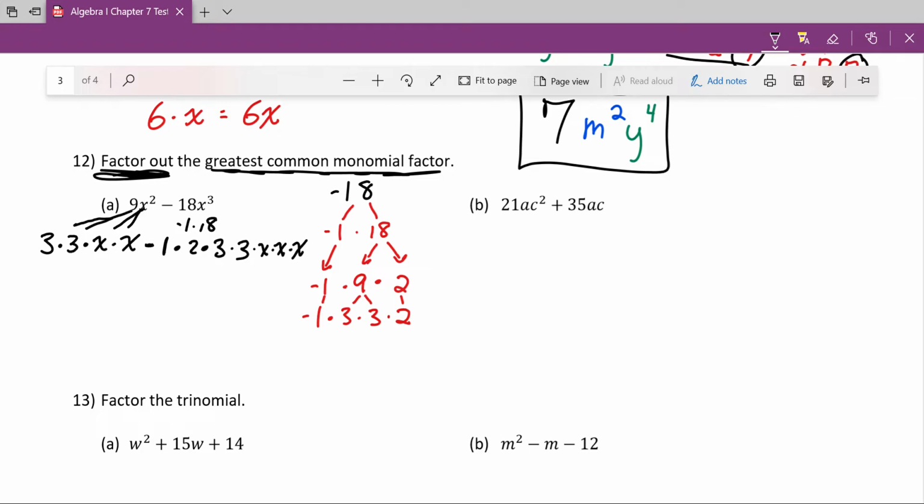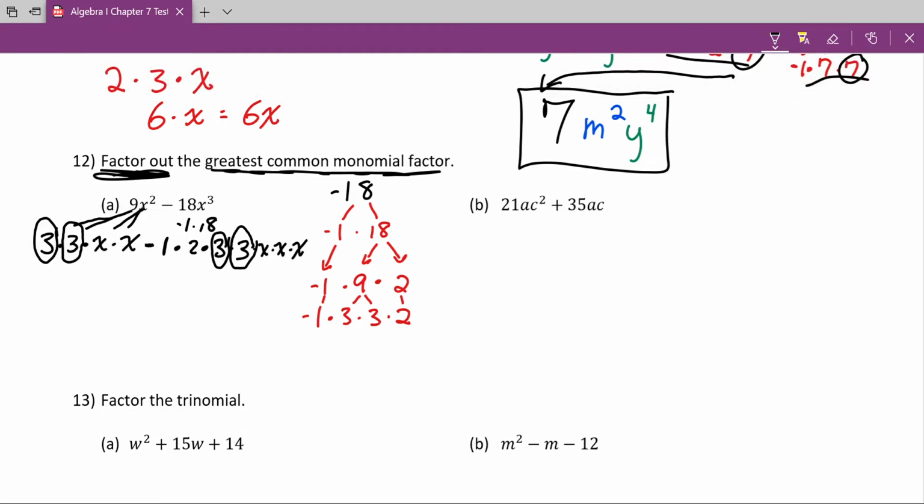All right. What I'm going to do now is circle what they have in common. So this term, 3 times 3 times x, I know that it has a 3 here, and I can see that this has a 3 here. Now going on to my second term, I see a second 3 here and a second 3 here. And then I see that this has 1x, so they both share 1x. And this one has a second x. This one also has a second x. So I know that they have in common 3 times x times x.